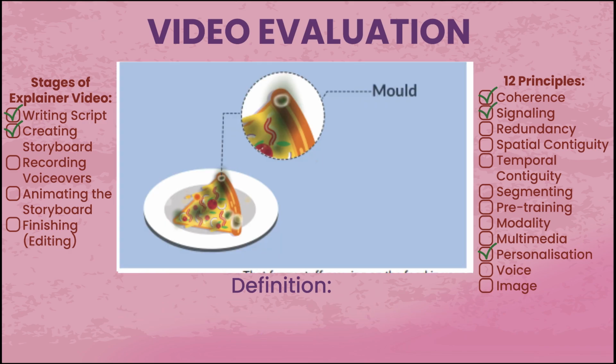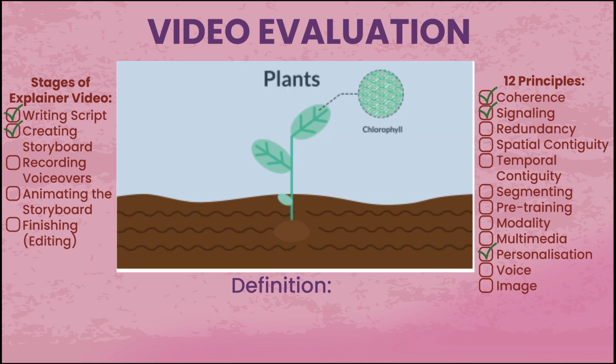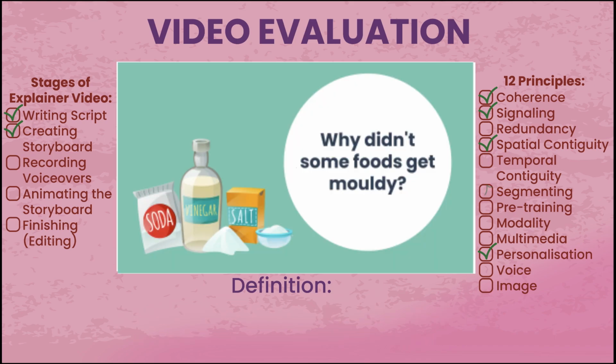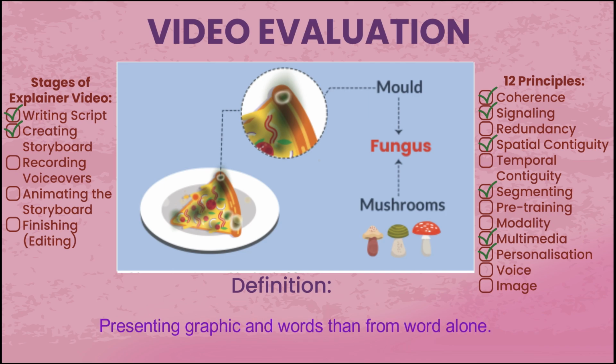Second, signaling principle. The storyboard uses cues to highlight the organization related to the essential material. Third, spatial contiguity. The storyboard presents the corresponding images as well as words within close proximity with each other. Fourth, segmenting principle. The storyboard presents information in bite-sized segments. Fifth, multimedia principle. The storyboard presents graphics and words rather than words alone.